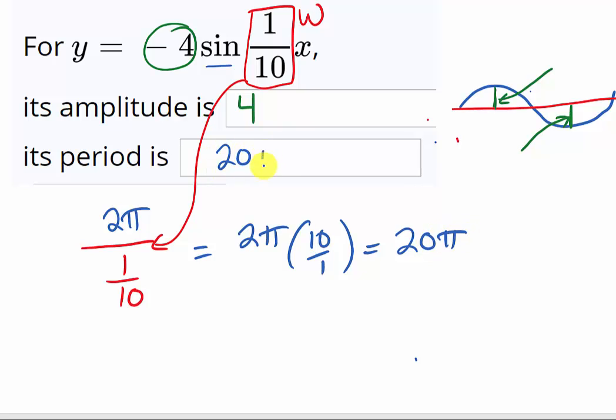So we can enter it as 20 pi. Well, that's what we want. The way we would type it is 20 and type pi, and you would see in your preview that it knows that's a pi.